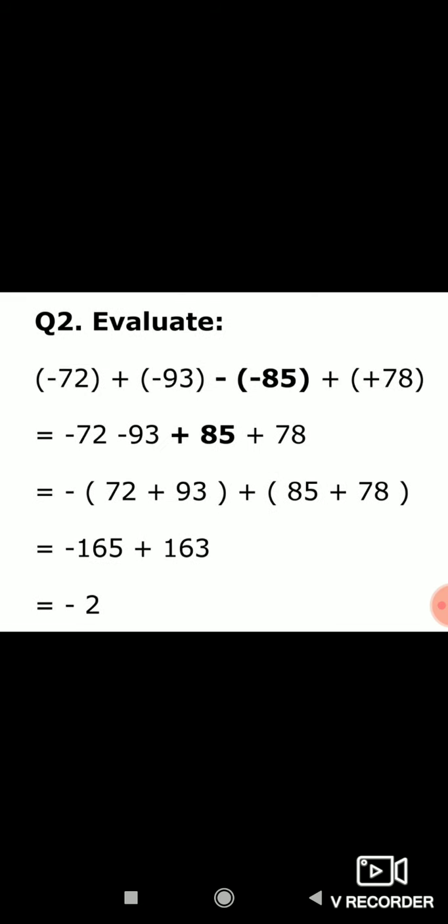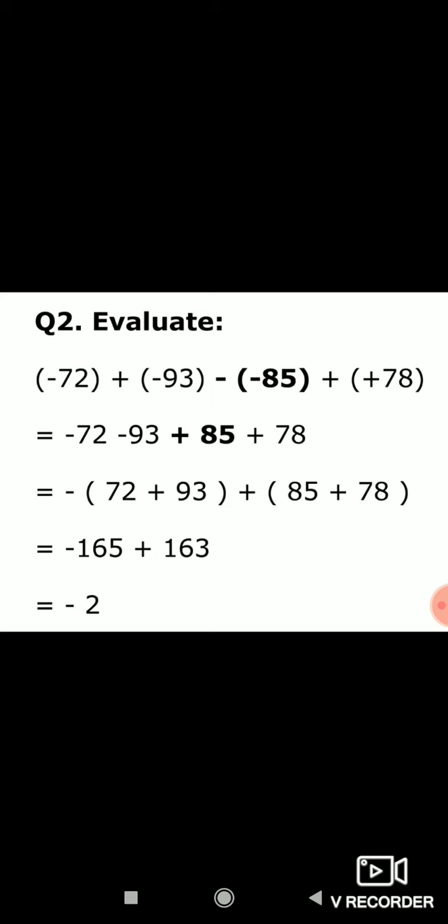Now in the second question, again we have to evaluate this equation. Minus 72 plus minus 93 minus 85 plus 78. Now again the same rule, plus minus becomes minus and minus minus becomes plus. So we get minus 72 minus 93 plus 85 plus 78.